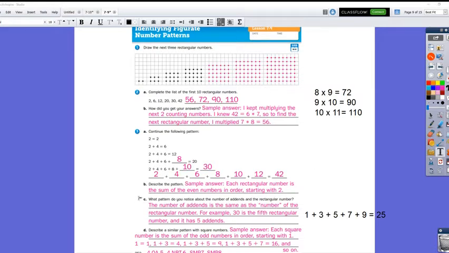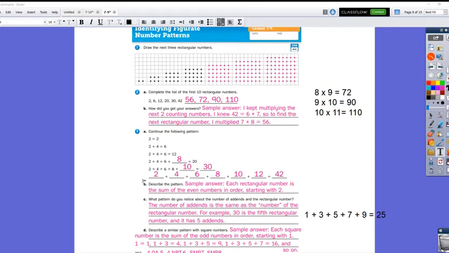I'm on letter C now, 3C. What pattern do you notice about the number of addends and the rectangular number? The number of addends is the same as the number of the rectangular number. For example, 30 is the 5th rectangular number and has 5 addends. So let's look at that one. 30, is it the 5th? 1, 2, 3, 4, 5. It is the 5th number. 30 is the 5th rectangular number.